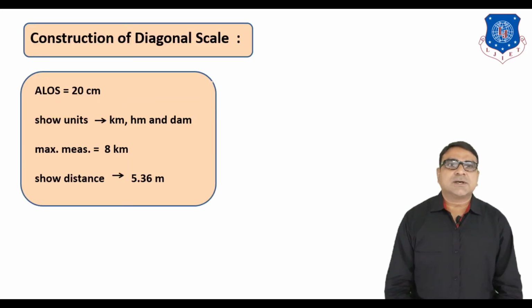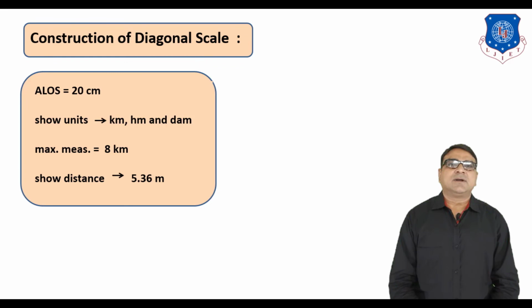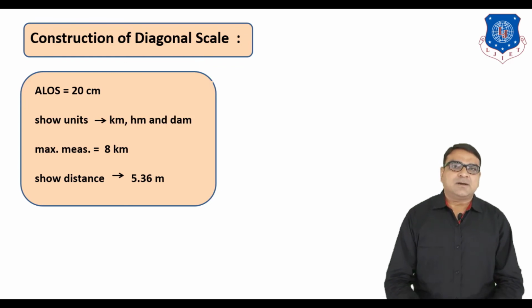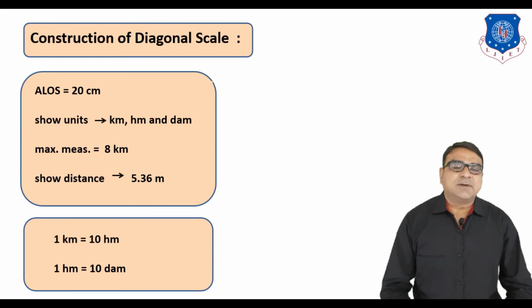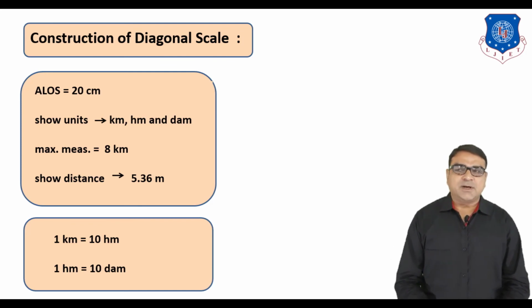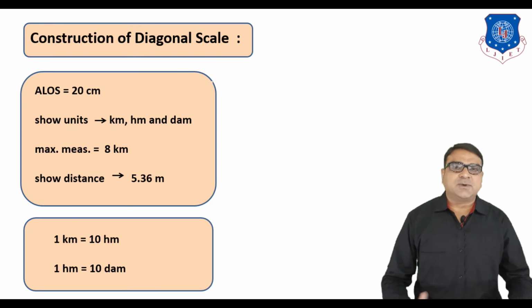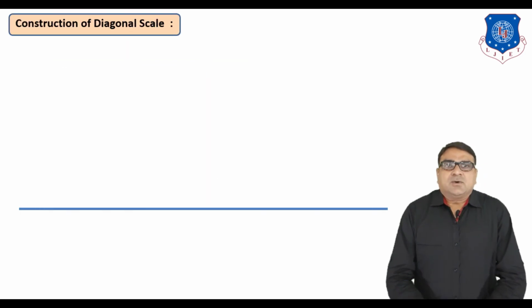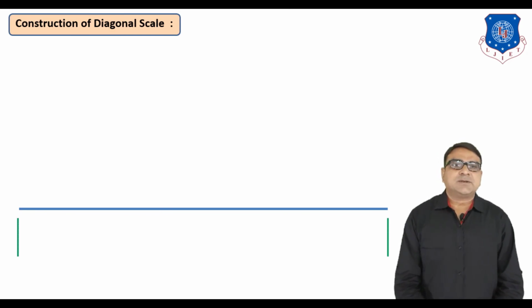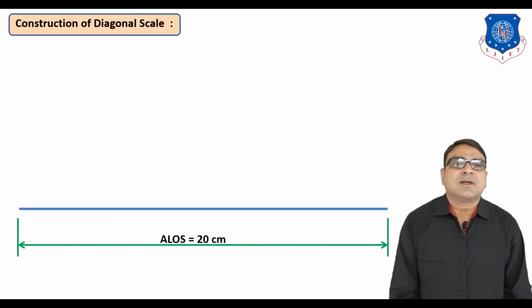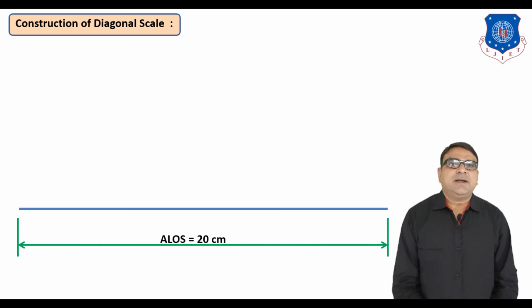So how do we construct diagonal scales? For that we have the actual length of the scale, the units we have to show, the maximum measurement of 8 kilometers, and our indication distance of 5.36. We must know the relation between kilometer, hectometer and decameter: 1 kilometer is equal to 10 hectometer and 1 hectometer is equal to 10 decameter. Now to construct the diagonal scale, first draw a horizontal line of 20 centimeters, which represents the maximum measurement of 8 kilometers.